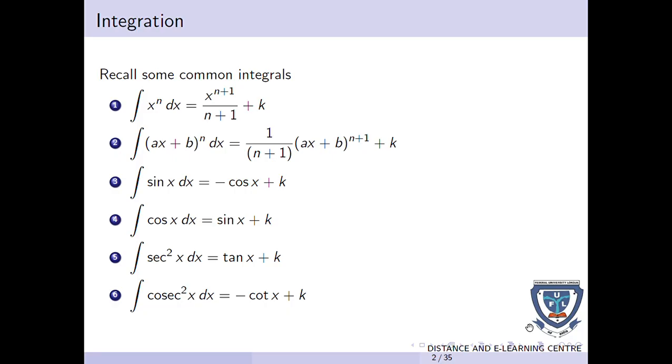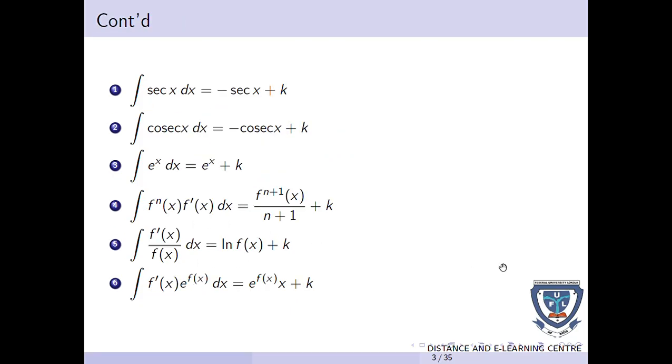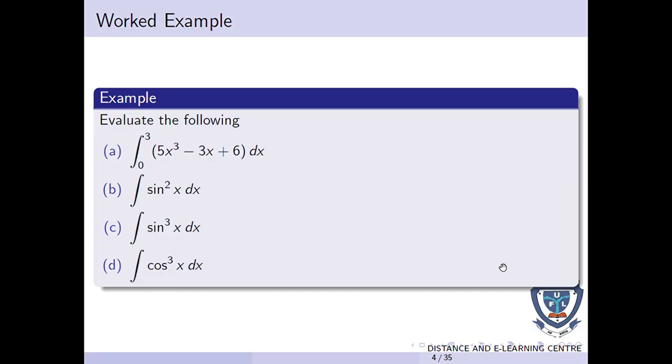The integral of (ax plus b) raised to the power n dx is equal to 1 over (n plus 1) times (ax plus b) raised to the power n plus 1 plus k. And so on and so forth. The integral of sine x is minus cos x, while the integral of cos x is sine x. Now there are so many other well-known integrals which we'll be using throughout the course of this work.